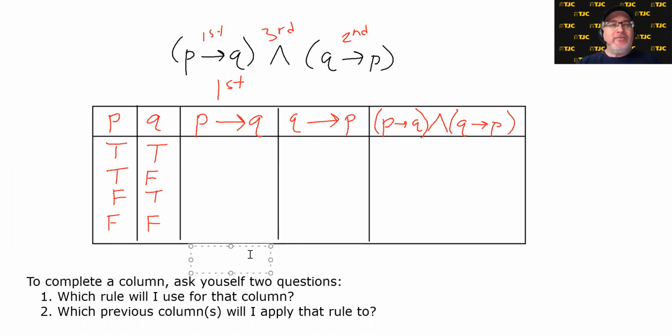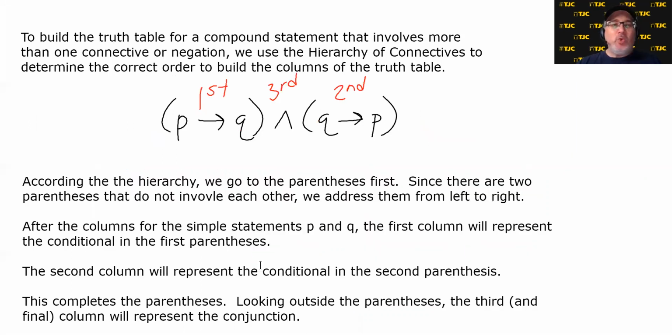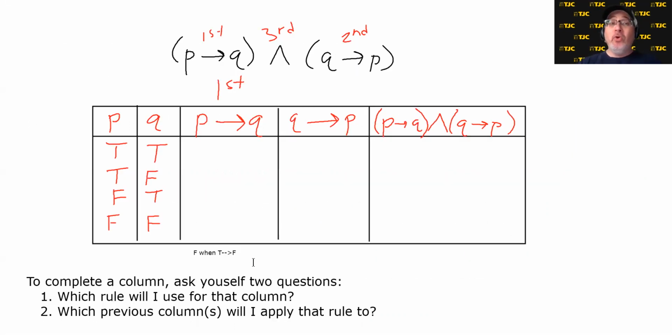Well, the shortest way I can write the conditional rule is false when T points to F. That's a very short version of this last one. The conditional is false only when the antecedent is true and the consequent is false. But that is the briefest way I know to summarize the rule for conditional. False when T points to F. So that's the rule I'm going to do.